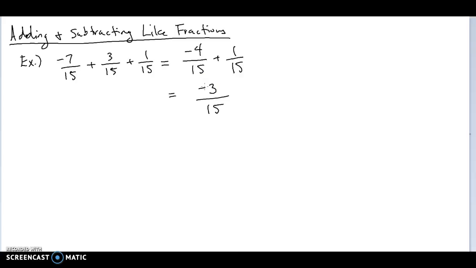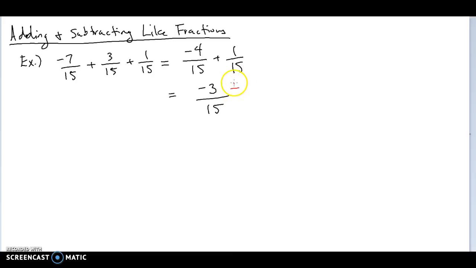Now, that's great, except for the fact that negative 3/15 is reducible. So what I want to do is go through and look and see, okay, what are 3 and 15 both divisible by? Well, if you think about 3, 1 goes into 3 and 3 goes into 3. So let's try the 3 here.